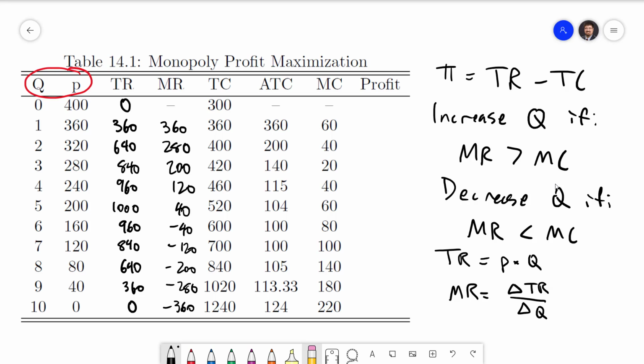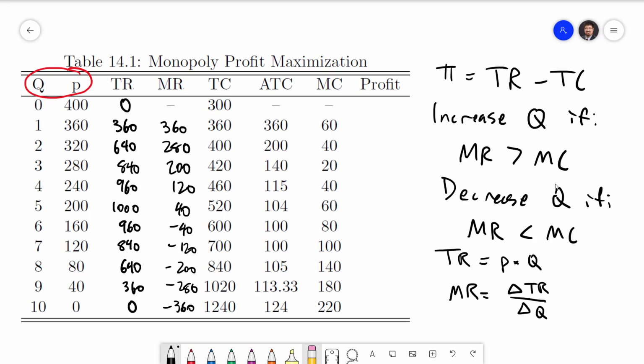This is because to increase quantity, price has to come down. Every time we increase quantity, we're selling one more unit, and we're selling that at the new lower price, but all of the previous units would also have to be sold at that new lower price. And so this is going to drop marginal revenue below the price.